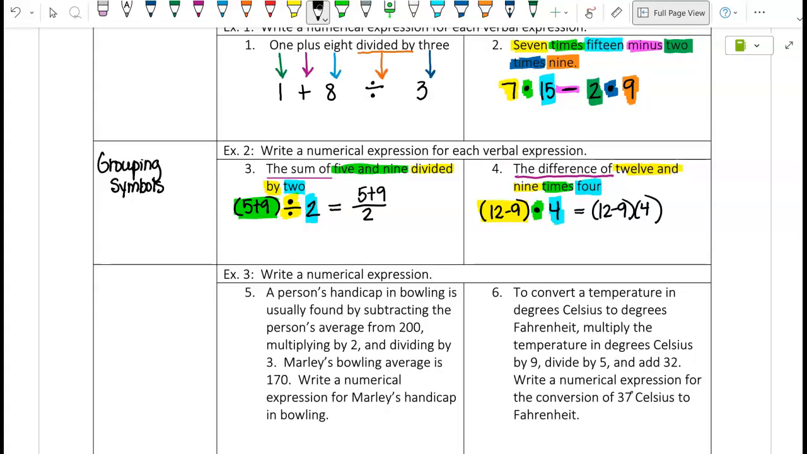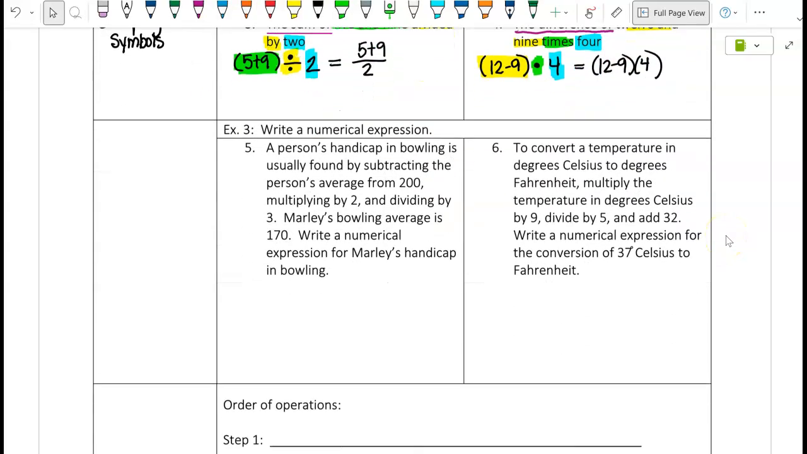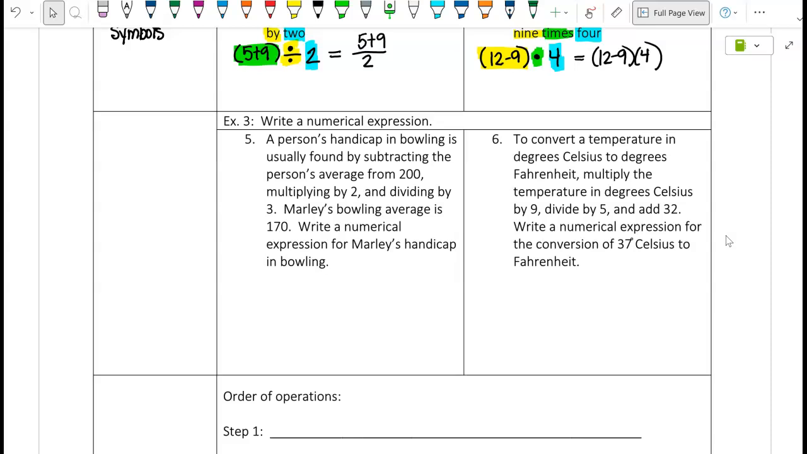All right, the next example. Now they're giving us a full description of things happening, and they're going to want us to write a numerical expression from this description. It says a person's handicap in bowling is usually found by subtracting the person's average from 200, multiplying by 2, and dividing by 3. Marley's bowling average is 170. Write a numerical expression for Marley's handicap in bowling.